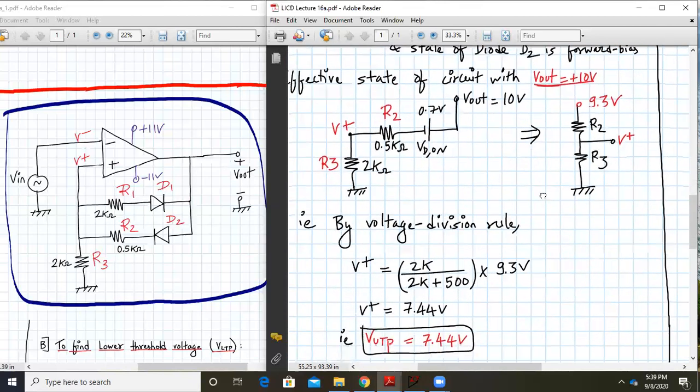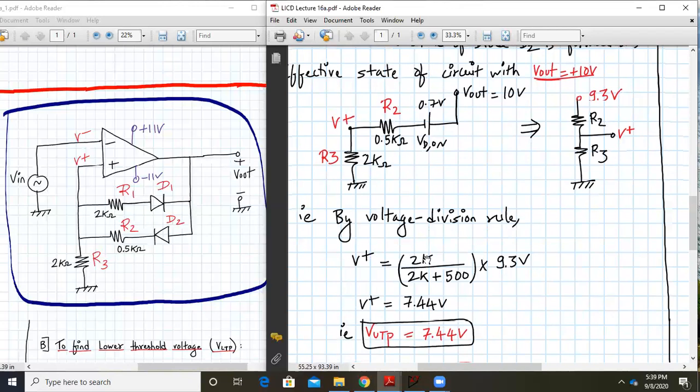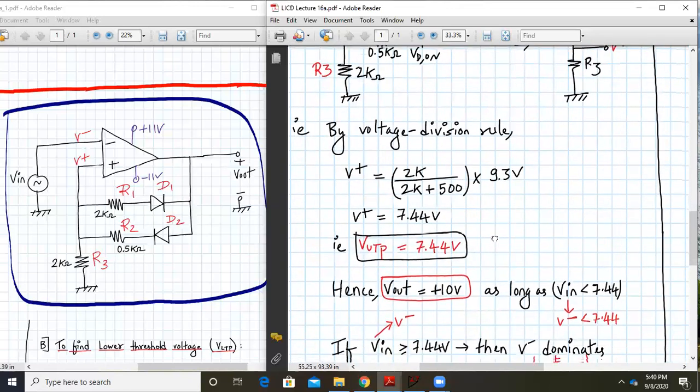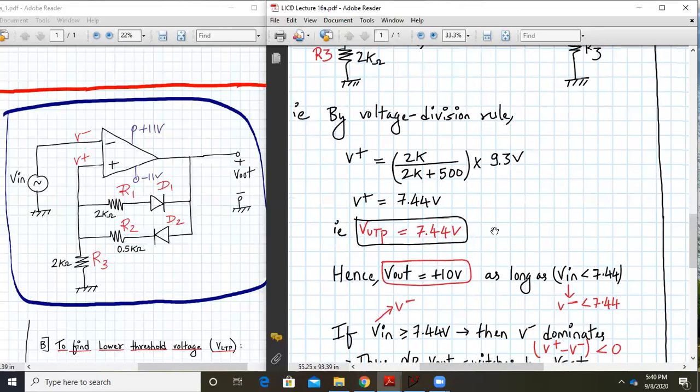By the voltage division rule, we can easily write V plus is equal to R3 upon R2 plus R3, into 9.3 volts. R3 is given as 2K and R2 is given as 500 ohms. So it will be 2K divided by 2K plus 500, into 9.3 volts. If you work it out in a calculator, V plus comes out to be 7.44 volts. So this V plus is nothing but your VUTP.